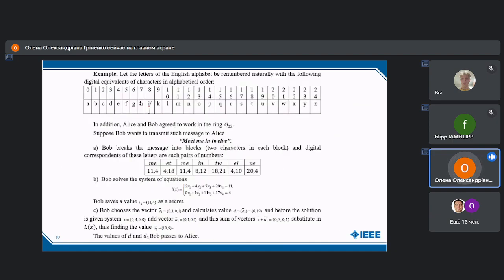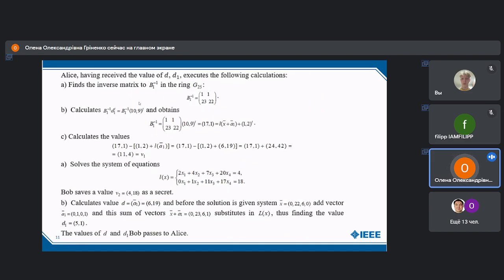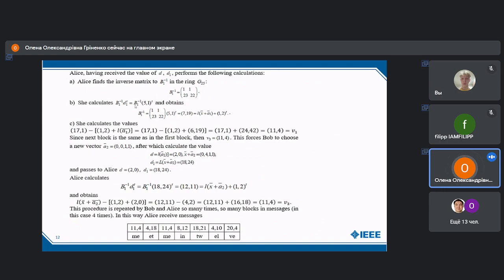Another example shows the exchange of the message "meet me in 12". As you can see, first of all, the letters of the English alphabet are renumbered naturally as shown in the table, and it is supposed that the subscribers agreed to work in the ring G sub 25. Again, the same steps of the named procedure were executed by both subscribers.